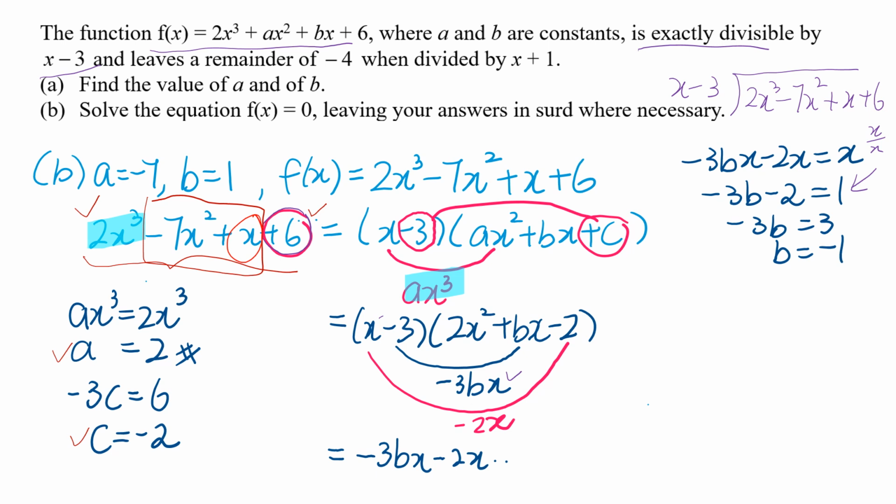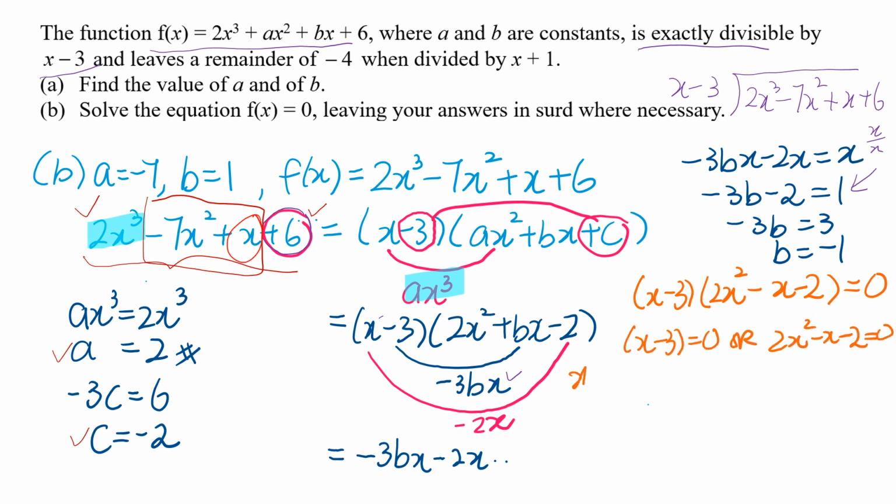Having found all the values a, b, and c, you can plug them back into your cubic equation, and we can solve it. The question states to leave your answer in surd form. That gives you a hint that for this part, in order to find the value of x, you would have to use the quadratic formula.